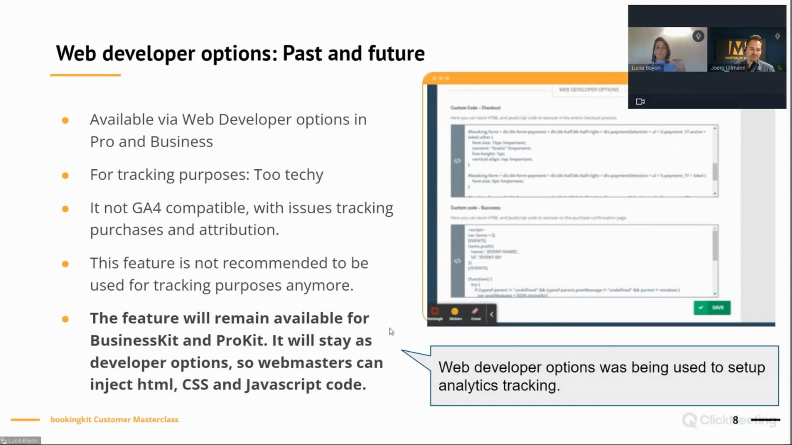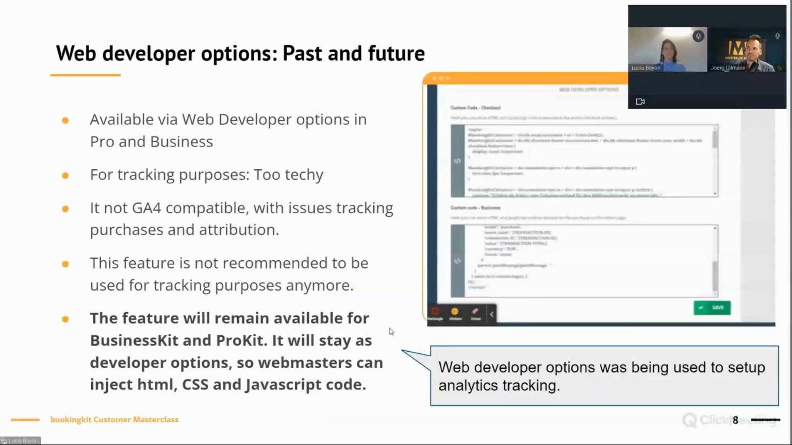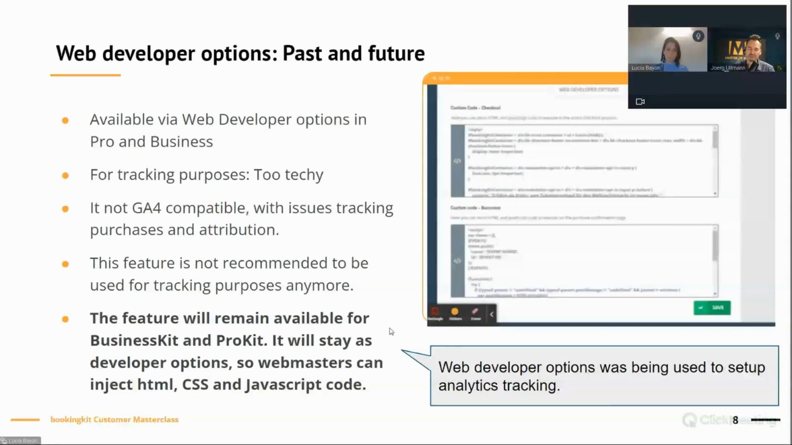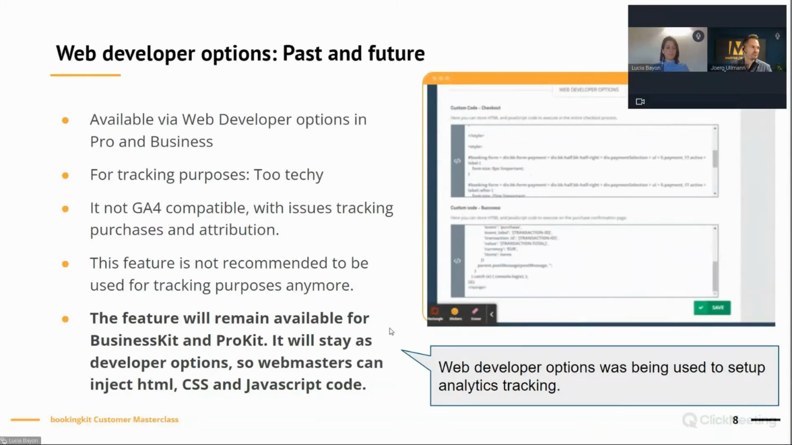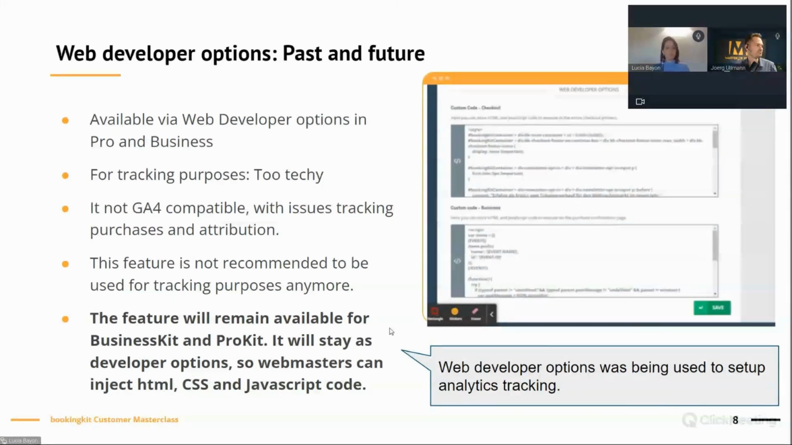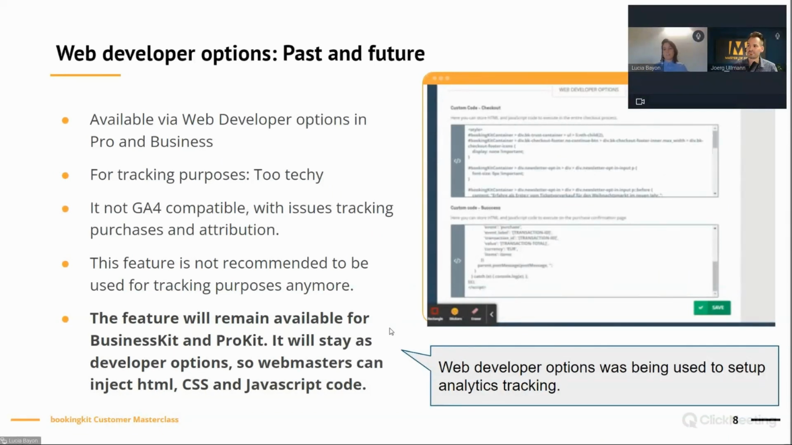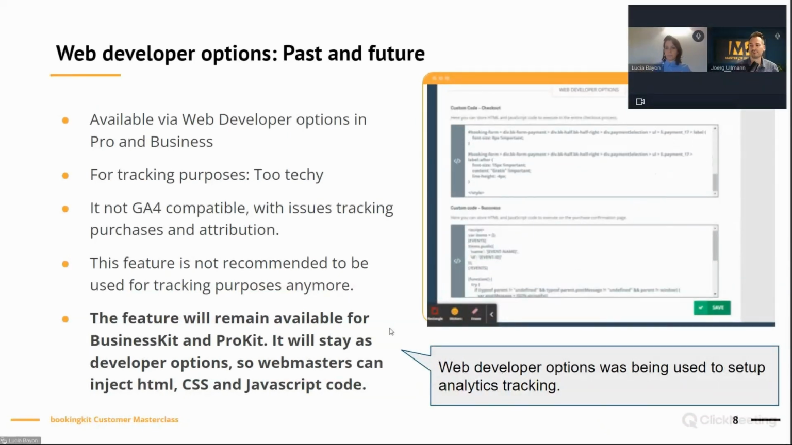At this stage, with the release of the new tracking feature, this web developer options feature is not recommended to be used for tracking purposes anymore, although this feature still remains available to all the Business Kit and Pro Kits, and is a way for your webmasters to inject HTML code, CSS, and JavaScript.